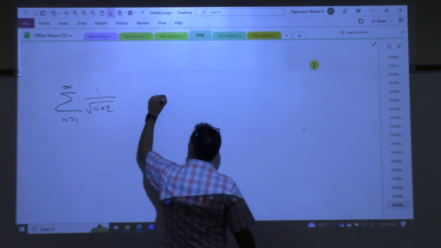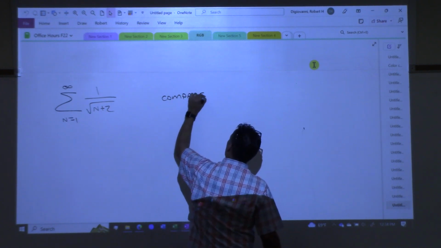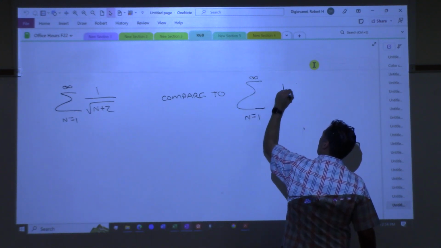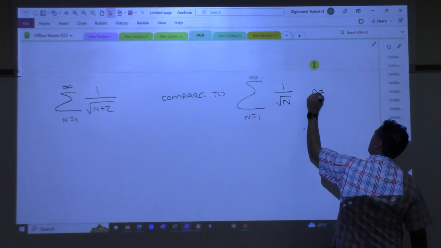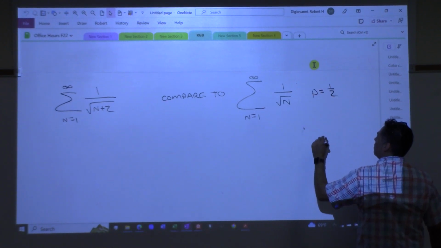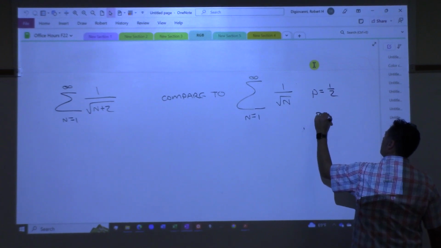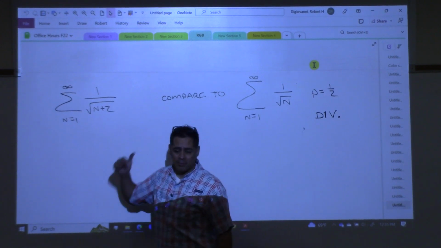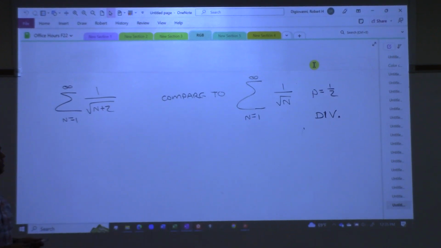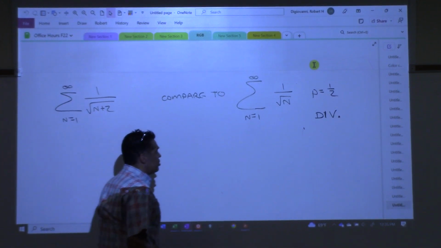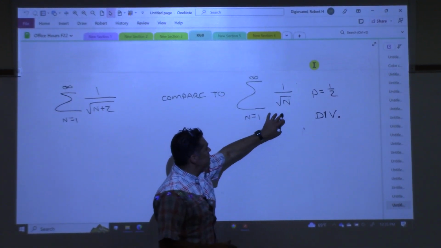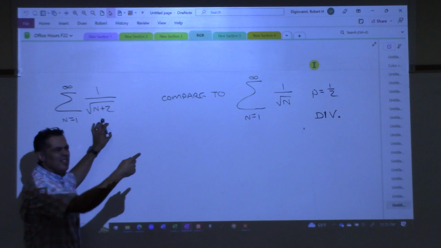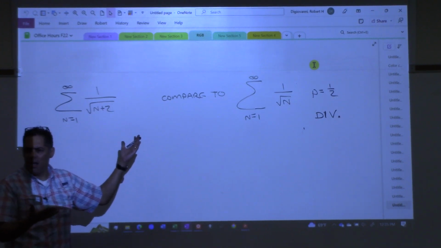All right, I'm going to compare it to sum n equals 1 to infinity of 1 over root n. This is a p series with p being a half, which does what? It diverges, right? Now I chose this because I think that this looks a lot like that, doesn't it? So think about what we would need to show. If this becomes infinite, then if I say that this is less than that, then that doesn't tell me anything, does it?